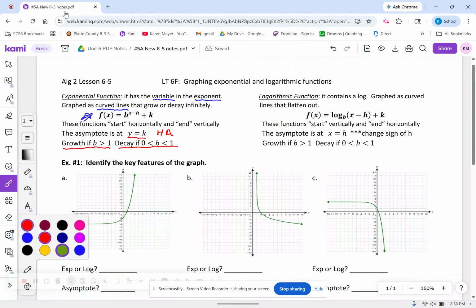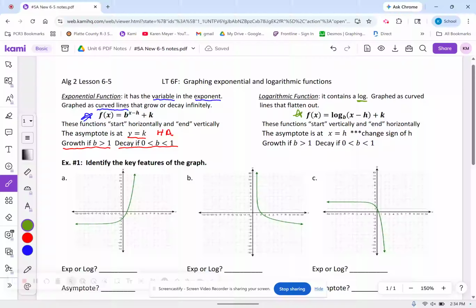Okay, so let's jump over to the log function. To be a log function, it has to have a log. It is also going to be a curve, just like the other one. It'll start out with f of x, or y again, and then you'll notice it has log, and then it'll have a base number, b. And then in your parentheses, you could have x minus h, or x plus h. And then outside the parentheses, you'll have either a plus k or a minus k.